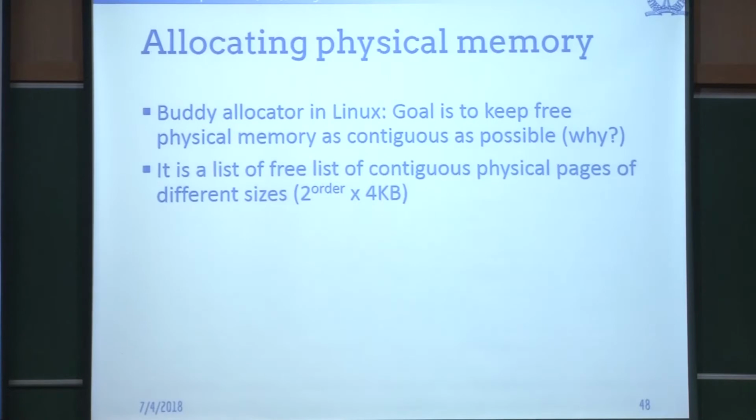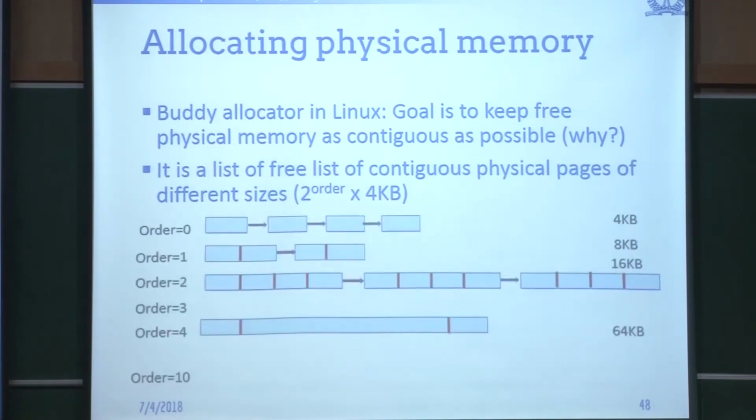Again, things would be a little bit Linux specific. Linux has something called the buddy allocator. Think of the buddy allocator as a software data structure, a list of free lists. You know what a free list is: a list of free pages, just a linked list of them. And you have a list of those. This is how it looks pictorially.